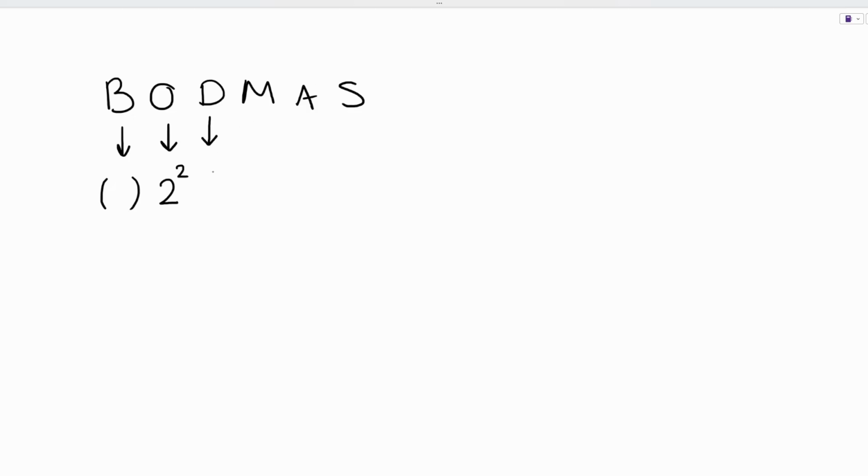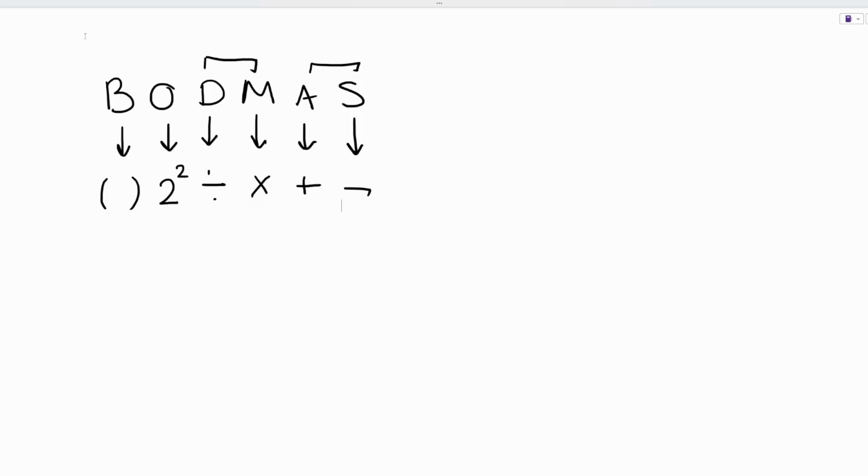So D is just division and M is multiplication. One important thing to note is that these two and these two are interchangeable, which means you can do them in reverse order. For example, you could do multiplication before division or S before A, and this will not change your answer. So A is just addition and S is subtraction.